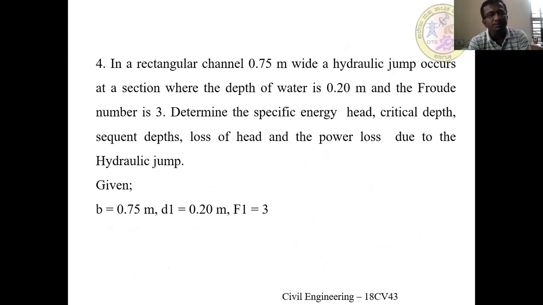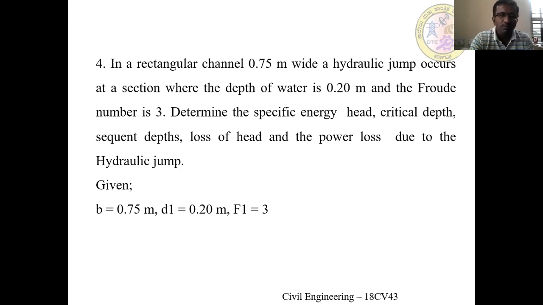Next problem: in a rectangular channel 0.75 meter wide, a hydraulic jump occurs at a section where the depth of water is 0.2 meter. This is D1 is 0.2 and the Froude number is 3. This is F1 is 3. Determine specific energy head, critical depth, sequent depth, loss of head, and power loss due to the jump. Here B is 0.75, D1 is 0.2, and F1 is 3. It is greater than 1, so automatically it is supercritical flow.